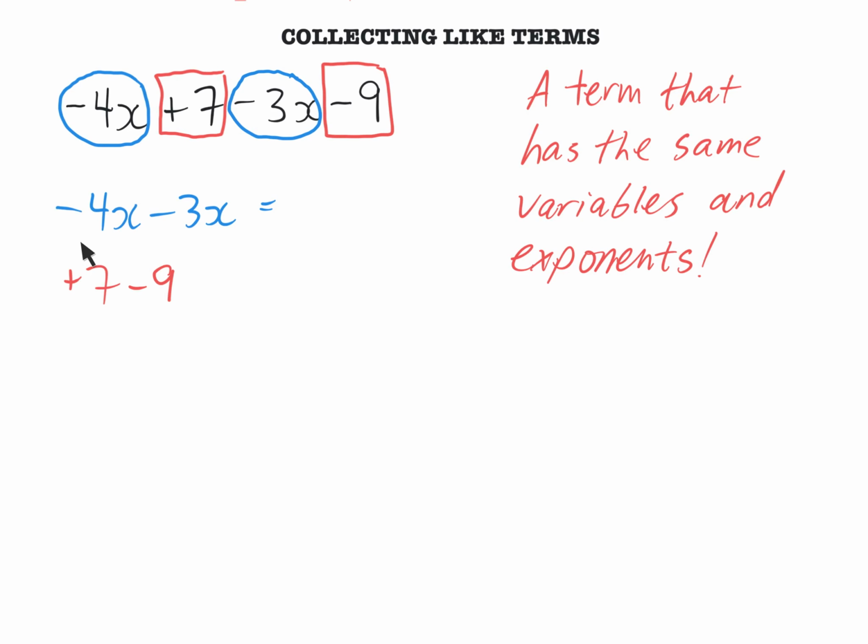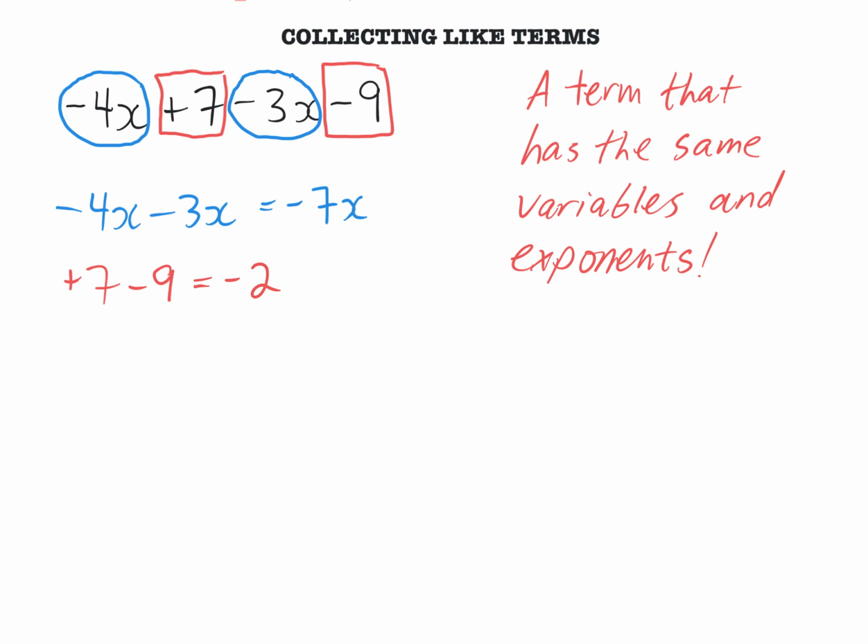Well, if I have negative 4x's and I subtract 3 from them, I'm going to get negative 7x. Now, the important thing to know here is when you're subtracting like terms like this, x is always there. So it's not like x minus x, 0 x's. You just look at the number, the coefficient in front, negative 4 minus 3 is negative 7, and then you just tack on an x after. With these constants down here, positive 7 minus 9 is negative 2.